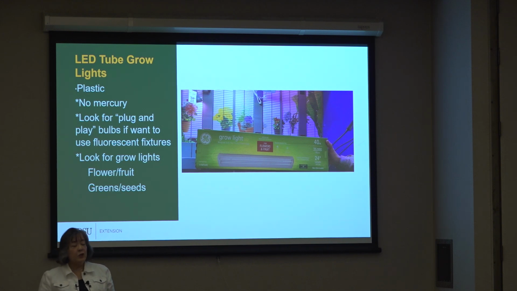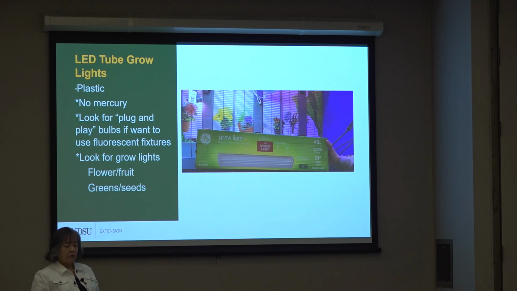So that's helpful to know, but there are also ways to kind of jerry-rig your existing fluorescent fixture to accommodate LED tube lights that aren't plug-and-play. There are various YouTube videos online that show you how to do it, and it's fairly easy to do. So that's the nice thing. You don't necessarily have to go out and buy a new fixture just because you buy LED tube lights.